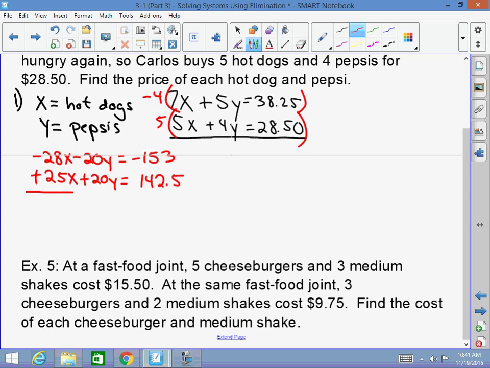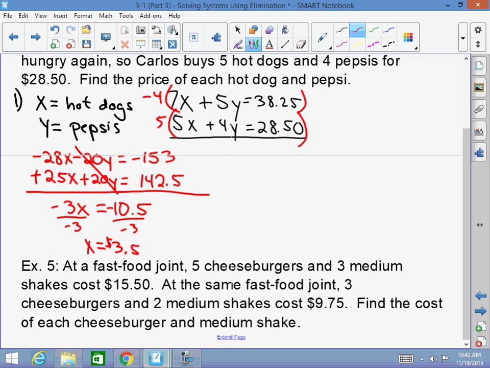Thank you. Okay, so -28x plus 25x, that's -3x. The y's go bye-bye, and that's going to equal 10.5. 153 minus 142.5. Yeah, 10.5. And that'd be a -10.5. Divide by a -3, and x will equal 3.5.